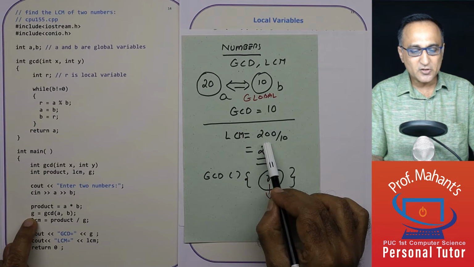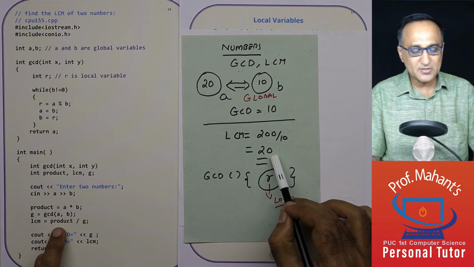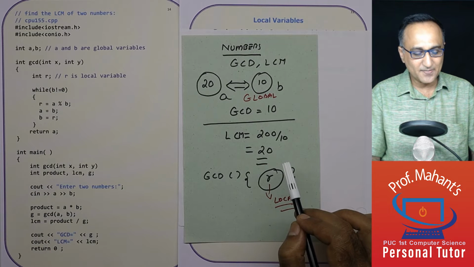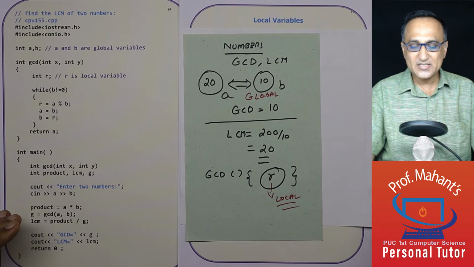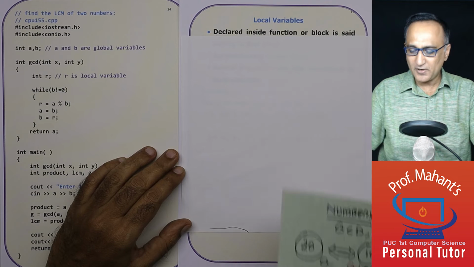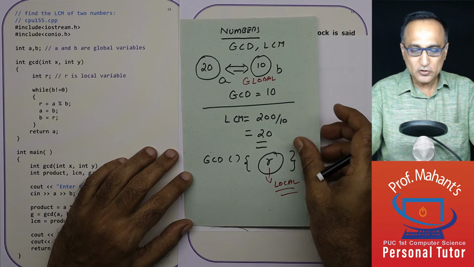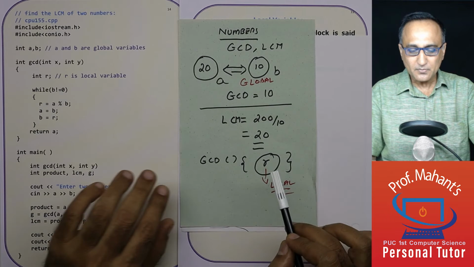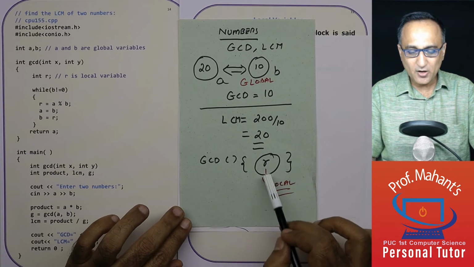LCM is equal to 200 divided by 10, which is going to be 20. So LCM is 20, GCD is 10. I'm going to print GCD as 10, LCM as 20. Here we need to understand a few concepts which are going to be used very frequently, and that is the purpose of this program. If you try to see here, R, product, LCM, G, these are local variables.